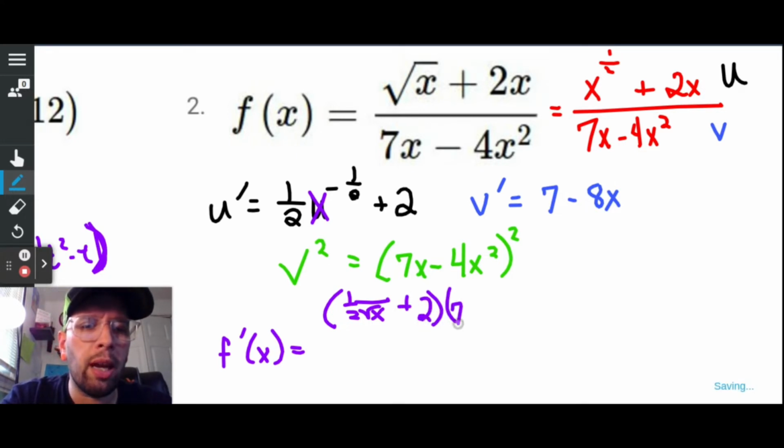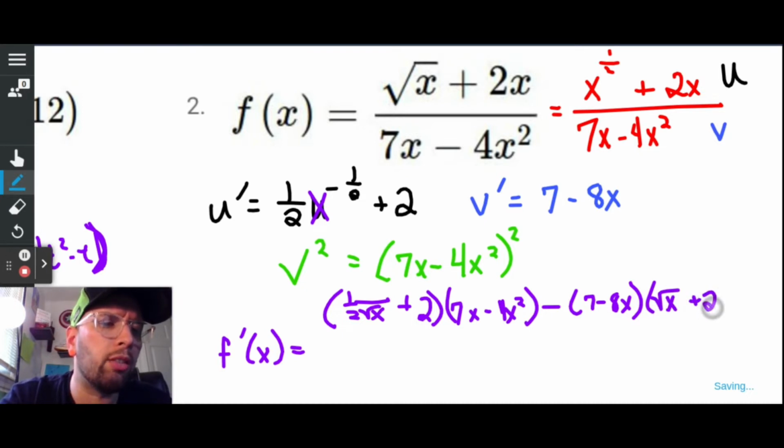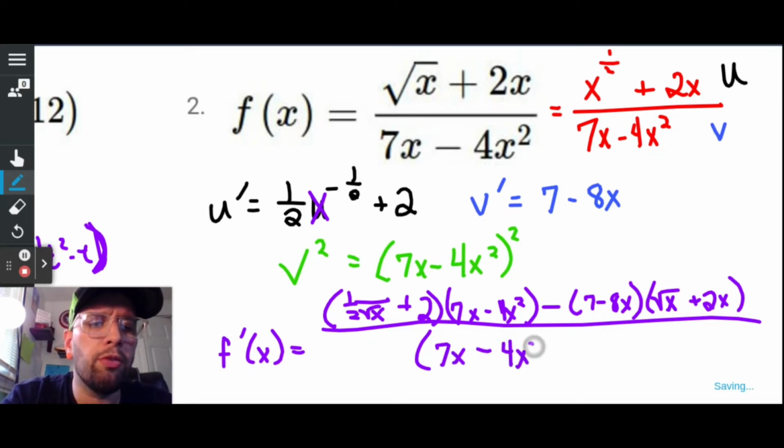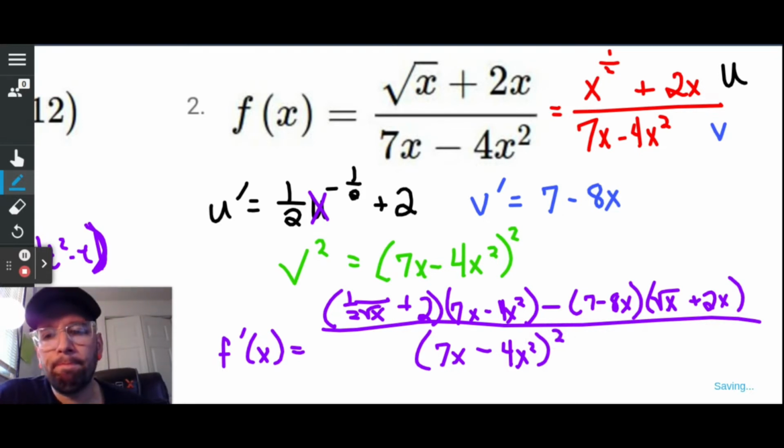V was 7x minus 4x squared minus v prime, which is 7 minus 8x, u, which is, I'll rewrite it to its original form, square root of x plus 2x all over v squared, which we said was there in green. Lots of simplifying could be done, foiling, stuff like that. But yeah, we'll save that for another day. Like ever.